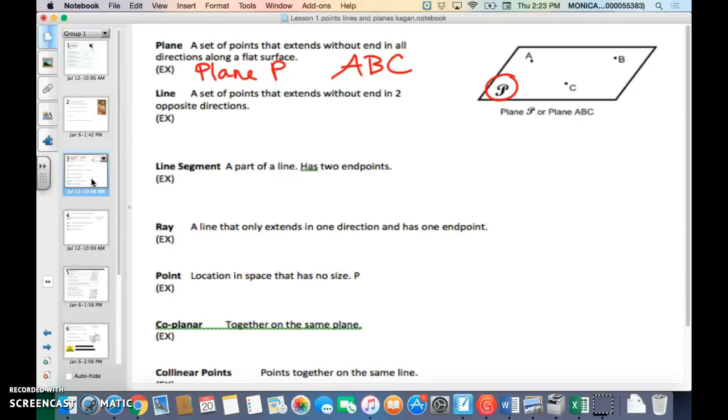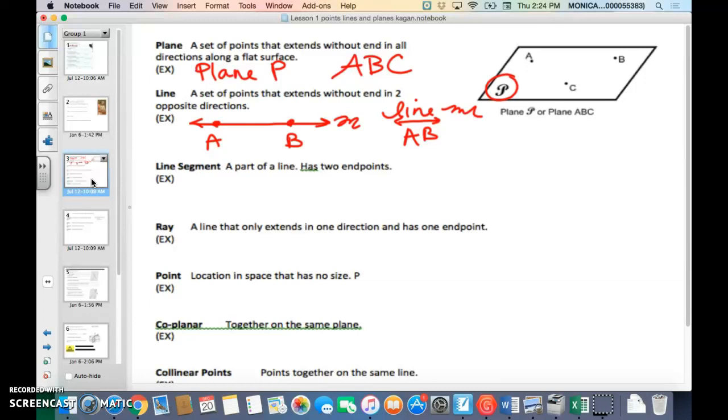So they would work. All right, a line is a set of points that extends without end in 2 opposite directions. So it goes in both directions. Generally, we name a line with 2 letters, or you'll see like a little italicized lowercase letter. So we could either call this line m, or we could call this line AB with a symbol on top that has arrows going in both directions.